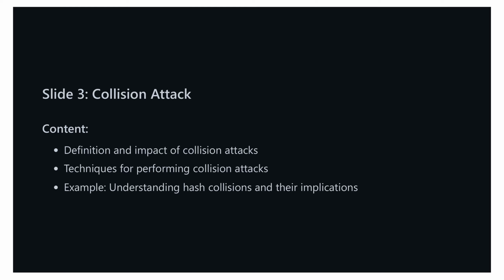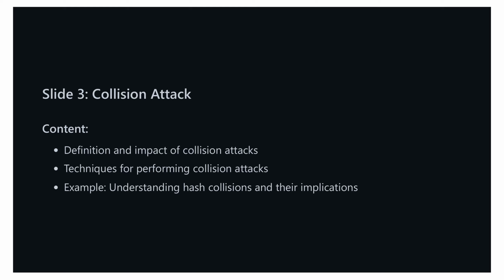The impact of collision attacks is significant as it undermines the integrity of any system that relies on hashing for security, including digital signatures and file integrity checks. If an attacker can generate collisions for a cryptographic hash function, they can potentially introduce malicious data into the system, bypassing security checks. As for techniques, attackers often target weaknesses in specific hash functions, using sophisticated algorithms and a lot of computational power to find collisions. One well-known method is the birthday attack, which exploits the mathematics behind the probability of hash collisions.